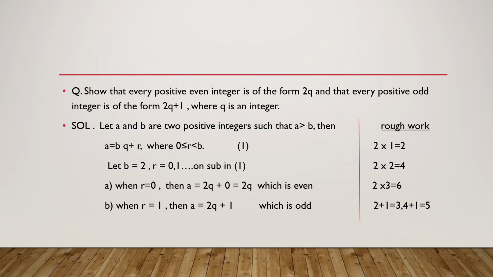Second option is when remainder is 1. Then our dividend a will be 2q plus 1, which is odd. Here we can see that if we add 1 to any even number, it will become an odd number. For example, 2 is an even number, उसमें अगर हम 1 ऐड करेंगे तो 3 आएगा. 3 जो है वो odd number है. 10 is an even number. 10 में 1 ऐड करेंगे तो 11 आएगा, which is an odd number. Similarly, we can take any number.